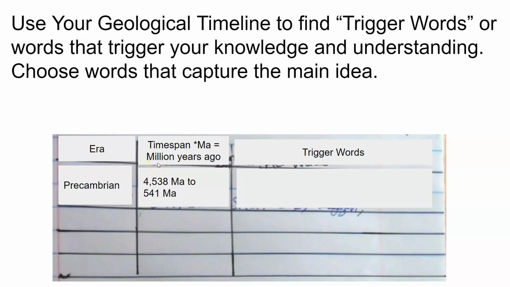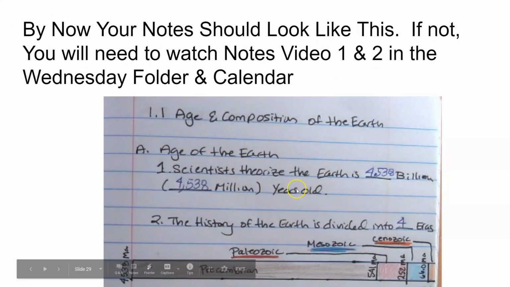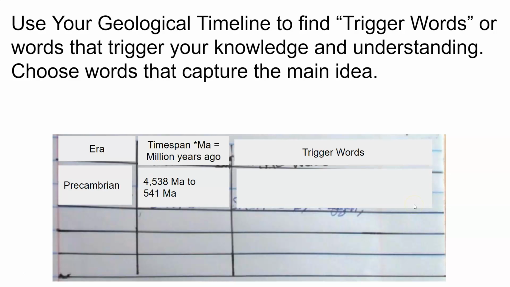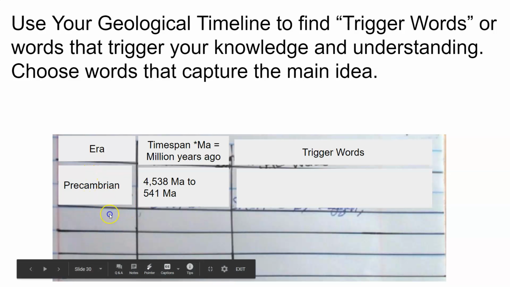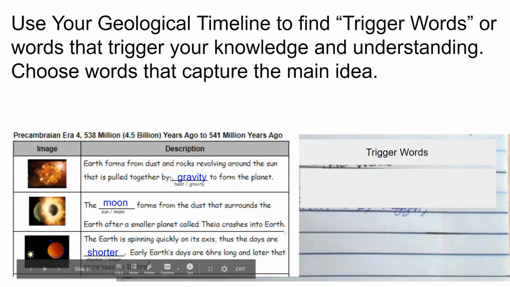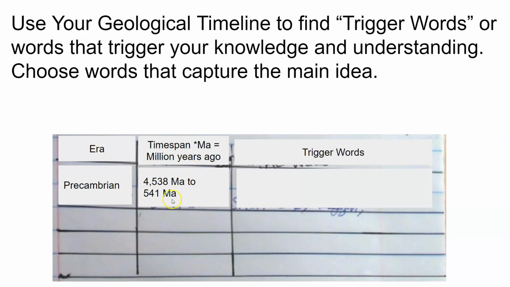But underneath your timeline, right, that you're supposed to draw in, you have a table, and it has 3 columns: era, time span, trigger words, okay? Now, for the era, there are 4 eras: Precambrian, Paleozoic, Mesozoic, and Cenozoic. You're going to fill those out here. And the time span will be 4,000 to 538 million years ago to 541 million years ago for Precambrian.